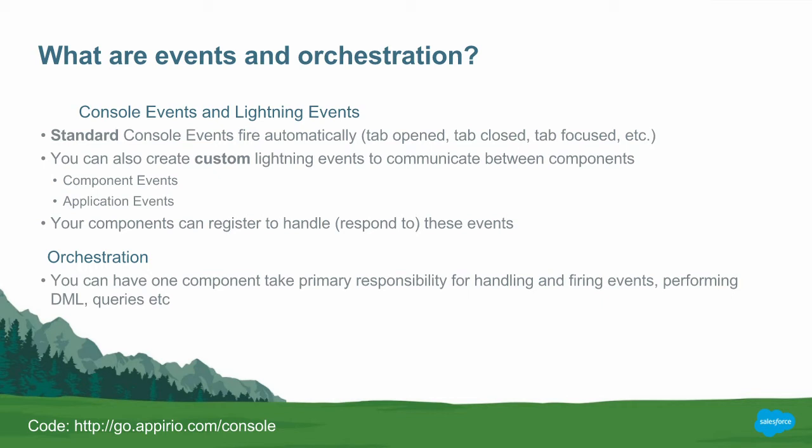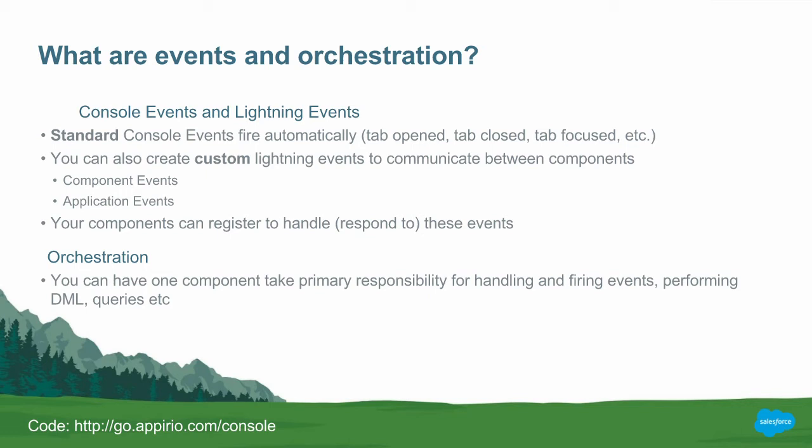And then orchestration overall is where you are taking a view where you have one component that handles DML updates. It handles the creation and destruction of other components. It kind of manages your business logic, whereas each of your other individual components don't need to care about where they're coming from or what's supposed to happen next. You have one overall component that's kind of running that business process in the background. And you can use Lightning events and the console events to not only transfer state information up and down, but also call different commands that each of those different types of components can be listening to.